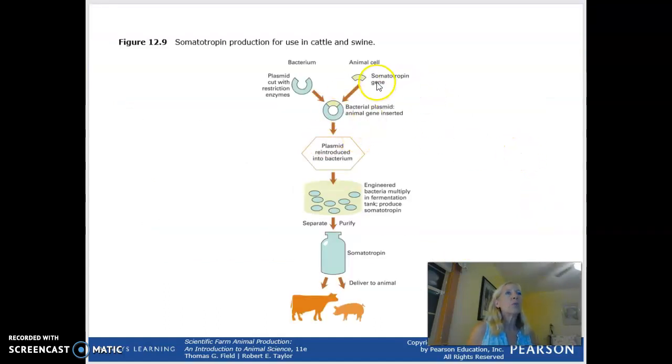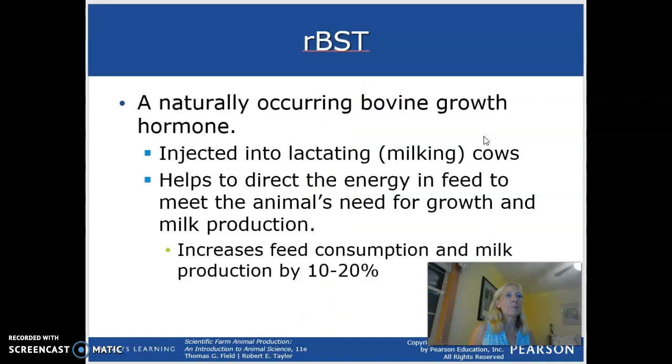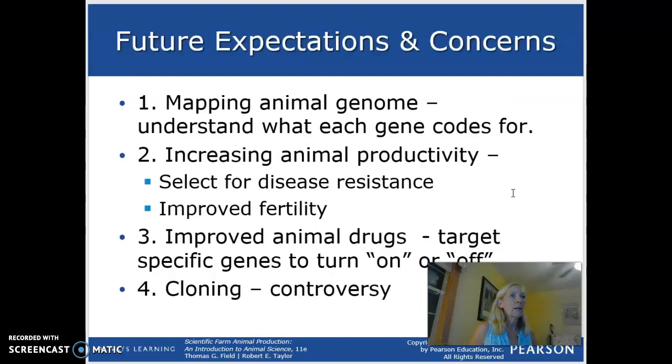And this just shows you how RBST is created, and it can be given to an animal. And like I said, it's a naturally occurring bovine growth hormone. It's injected into lactating cows. It helps direct the energy to feed to meet the animal's need for growth and milk production. And it increases feed consumption and milk production by about 10 to 20%.